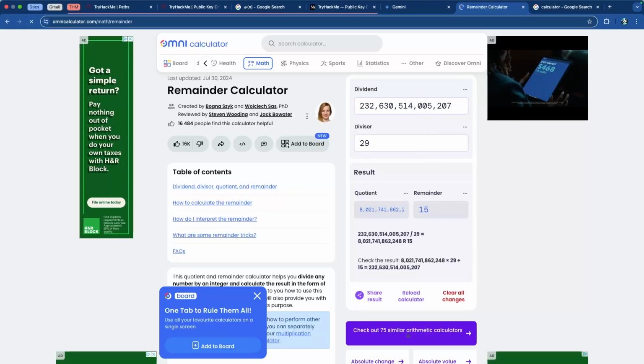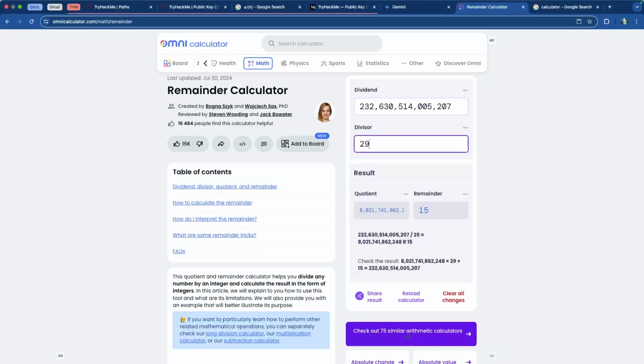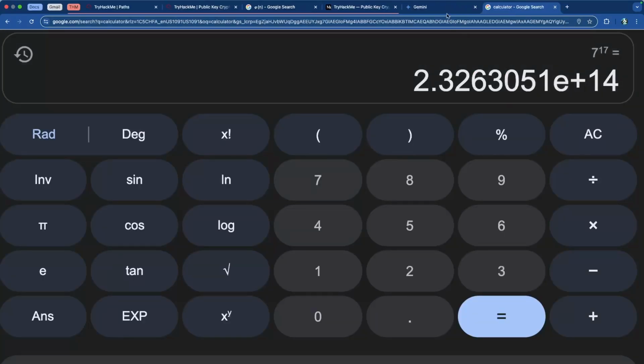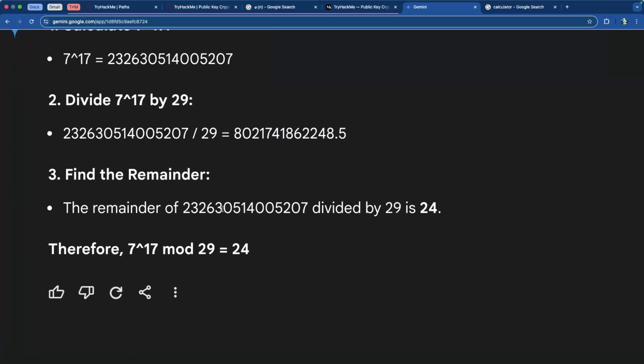It cannot process information the way that it should. I will try this one more time, and we're going to paste it, and we're going to do 29, and it's still giving me 15, which means that this thing cannot calculate. It has a certain level of computing power, and that's pretty much it. So Gemini actually did our calculation for us. So 7 to the power of 17 ends up being this massive number, and then dividing that by 29 would end up giving us this piece right here, and then the remainder technically would be 24.